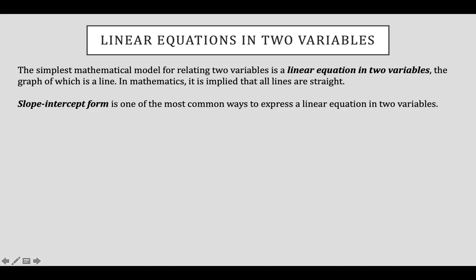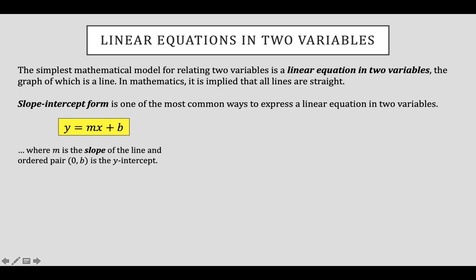Slope-intercept form is one of the most common ways to express a linear equation in two variables. I'm sure you have all seen slope-intercept form before: y equals mx plus b, where m is the slope of the line and b is the y-intercept of that line. Because that's the y-intercept, its ordered pair would be (0, b). The x-coordinate has to be 0 if it is a y-intercept.